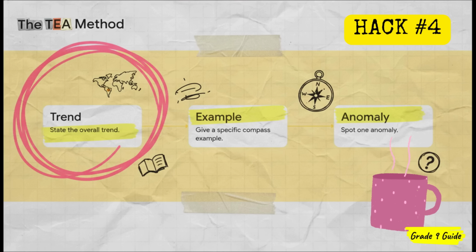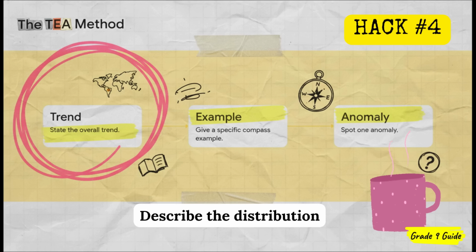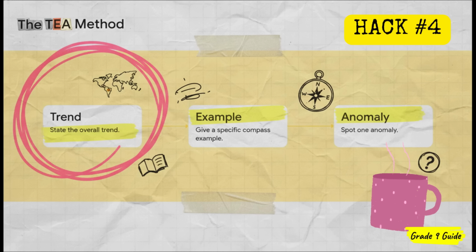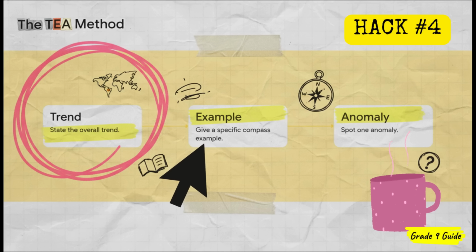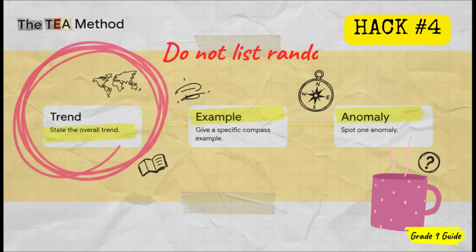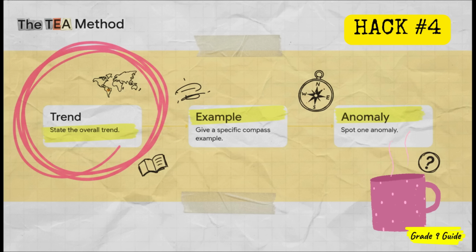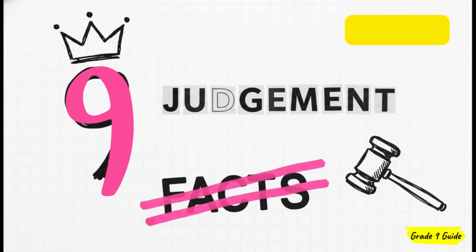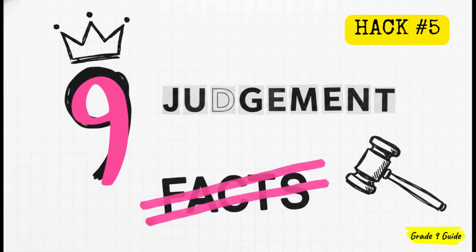Okay, moving on. If you get a map and it asks you to describe the distribution, you are going to use the TEA method. That's TEA. First, state the overall trend, then give a specific compass example like northwest or southeast, and finally spot one anomaly. Remember, never just list a bunch of random countries. Trend, example, anomaly.